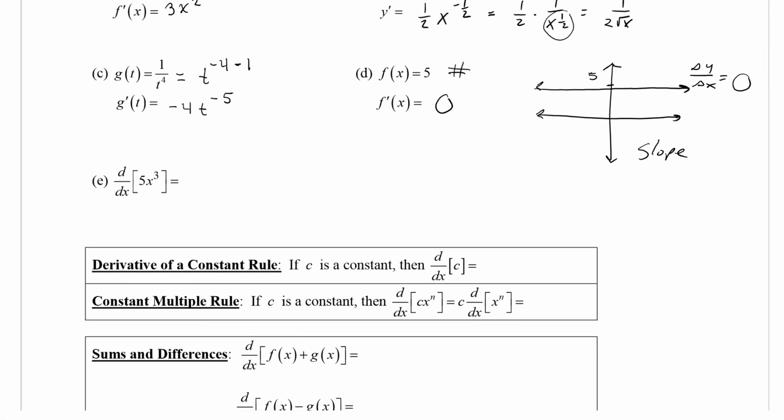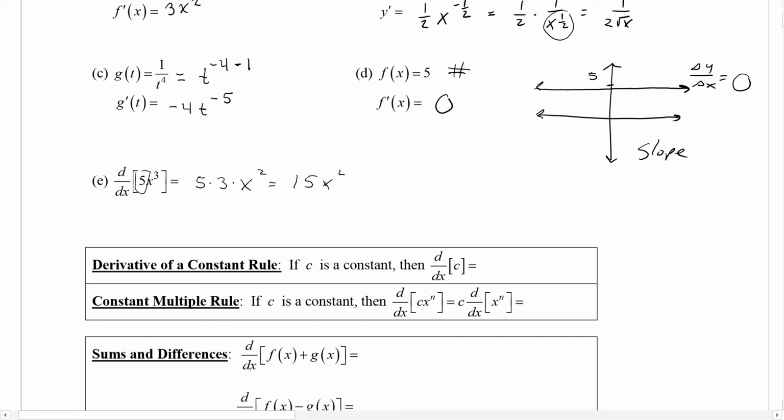Letter E. This time we have a number in front of the x cubed. No matter, we're still going to use the power rule. Keep the 5 in the front, drop the power 3, keep the x, and then take 1 away from that power, and my derivative is 15x squared.